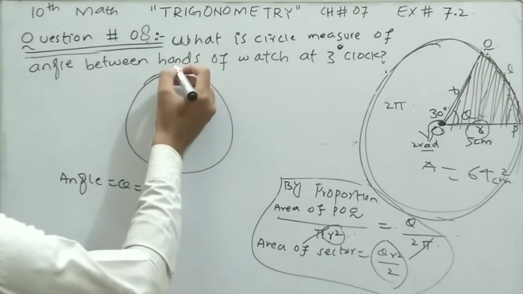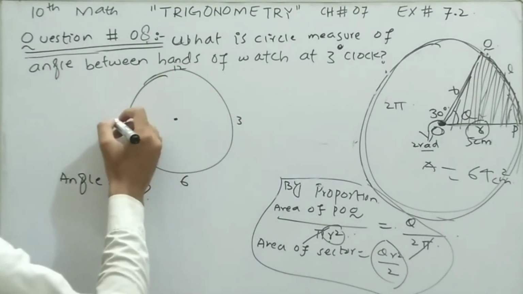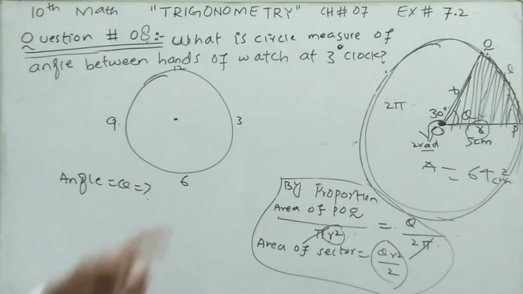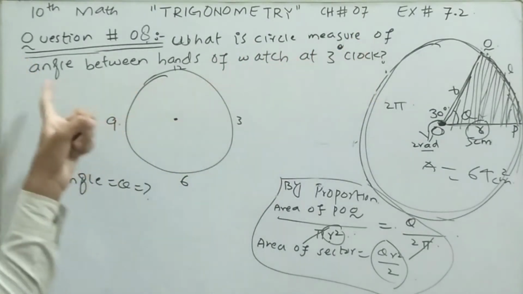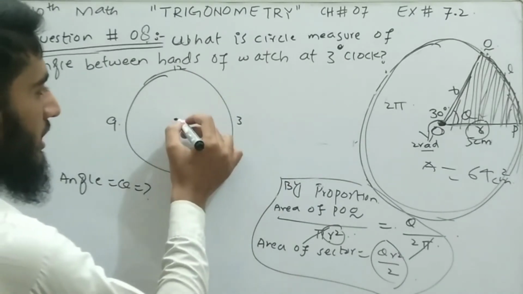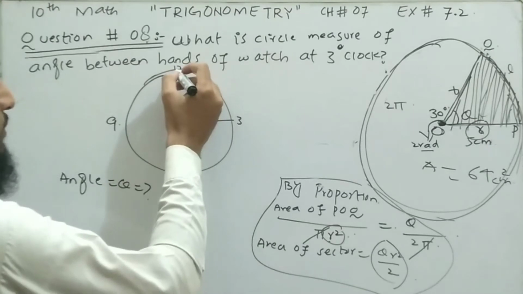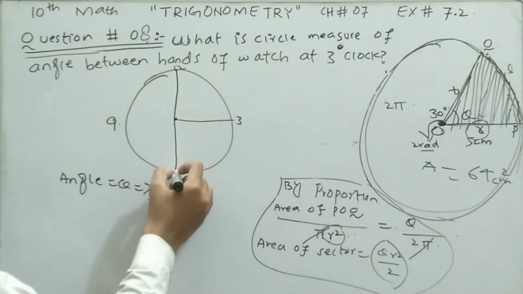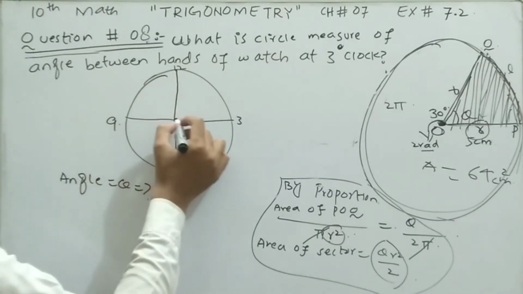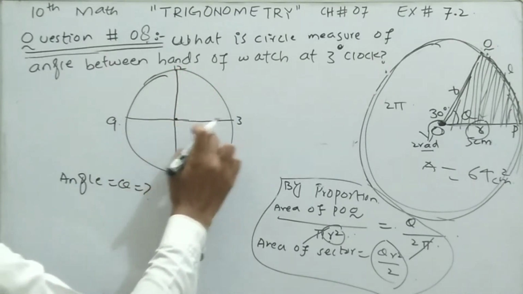Now let's suppose this is 12 o'clock. This is 3 o'clock, this is 6 o'clock, and let's suppose this is 9 o'clock. It tells what is the circular measure of the angle between the hands of watch at 3 o'clock. This is actually the 3 o'clock, and what is the angle over here? So let's suppose this is a circle. This is the diameter of this watch, and this is actually the second diameter. So this is actually perpendicular to this radius.